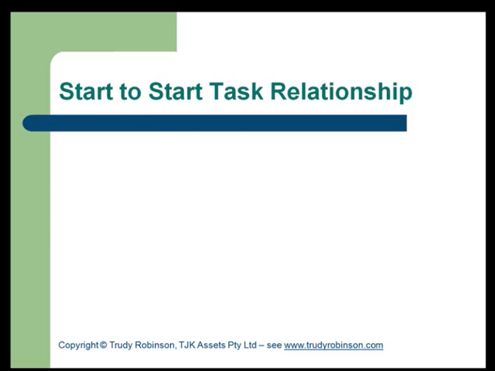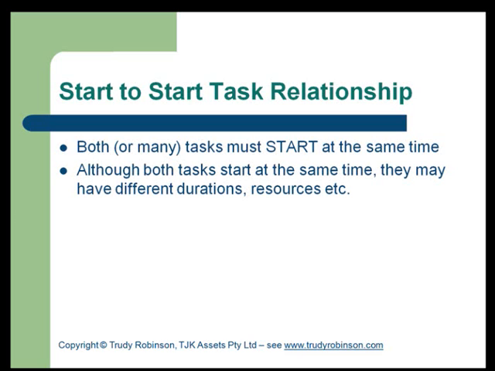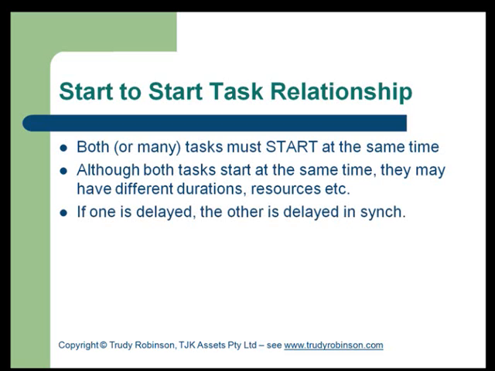The next of the 4 is a start-to-start task relationship, and this means that 2 tasks start at the same time. Both the successor and the predecessor must start at the same time. Although both tasks start at the same time, they may have different durations, different resources, and any other variance. There is no other necessary relationship apart from the fact that they are both starting at the same time. So if one of the tasks is delayed, then so is the other one.